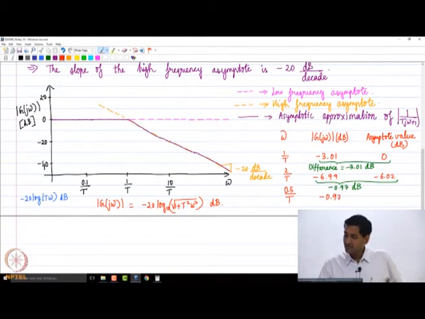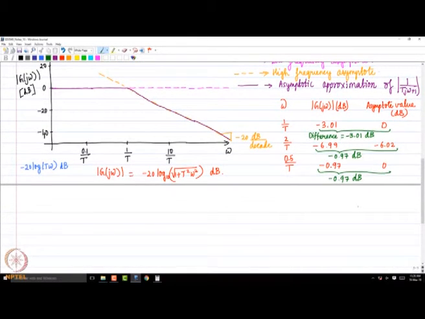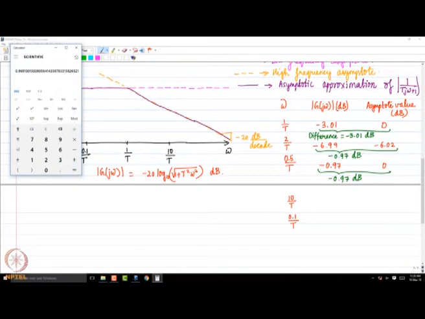So what will be the asymptotic value at 0.5 by capital T? 0. So what is the difference? The green color indicates the difference between the actual one and the asymptote one. It is going to be 0.97 decibels, right. So now you can complete the same exercise. Let us say you do 10 by T and 0.1 by T. So what are you going to get at 10 by T as the actual value? You plug here.